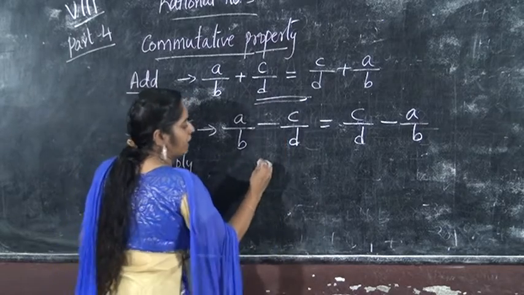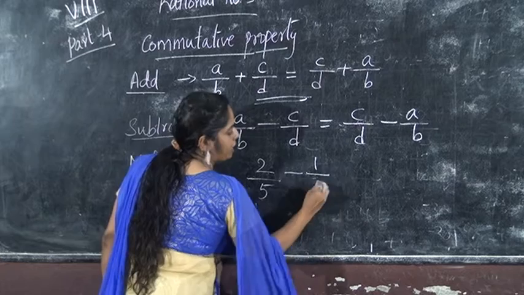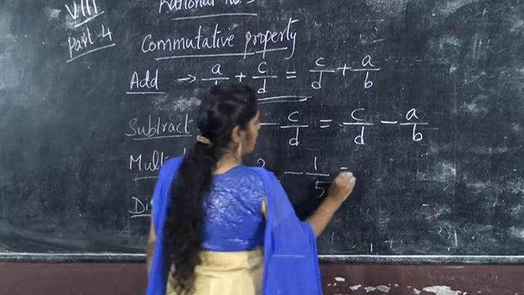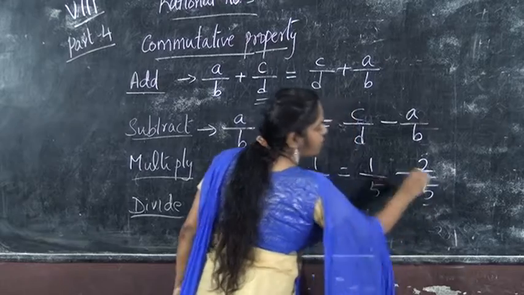So here we can look at 2 by 5 minus 1 by 5. Is it equal to 1 by 5 minus 2 by 5?